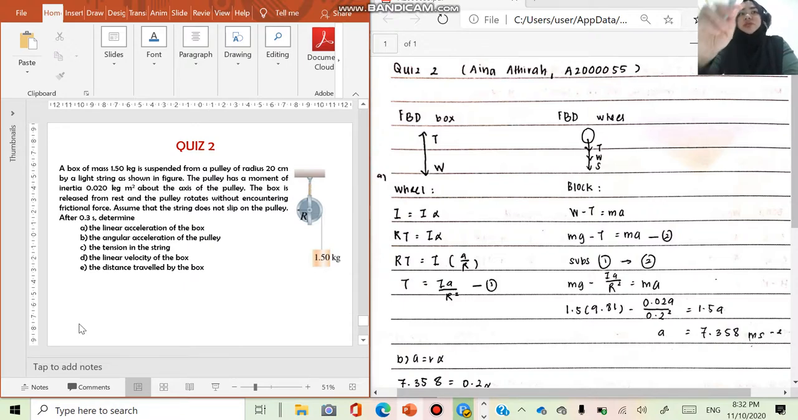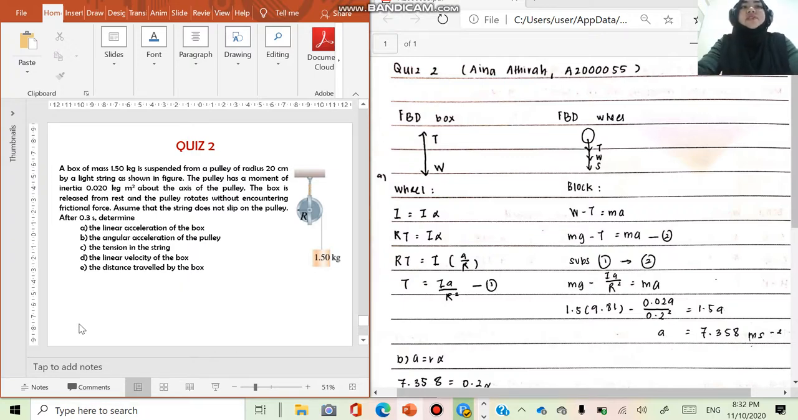Contohnya dalam question ni, I actually can change it to: after 0.3 second, determine the distance traveled by the box. Sebab in order for you to get the distance traveled by the box, you have to go through all this calculation. Tapi alangkah baiknya, for this quiz, I give you the guided version. So let's see macam mana Aina Athirah buat.